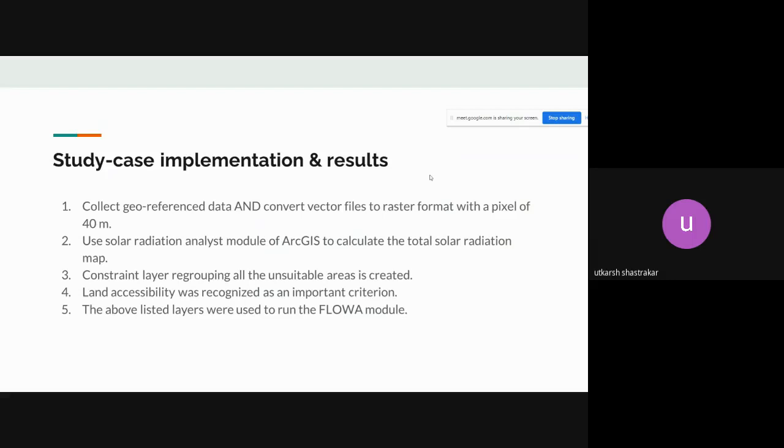Then we have the solar radiation analyst module. They have used the solar radiation analyst module of ArcGIS to calculate the total solar radiation. So when the solar radiation data is downloaded, it is available in some kind of wavelength. The satellite uses an instrument, and that instrument generates an image which needs to be converted into a comprehensible spatial layer. That can be done with the help of the solar radiation analyst module. So all that footprint of wavelength which is reflected, which is calculated by the instrument on the satellite, is further converted into a comprehensible map.